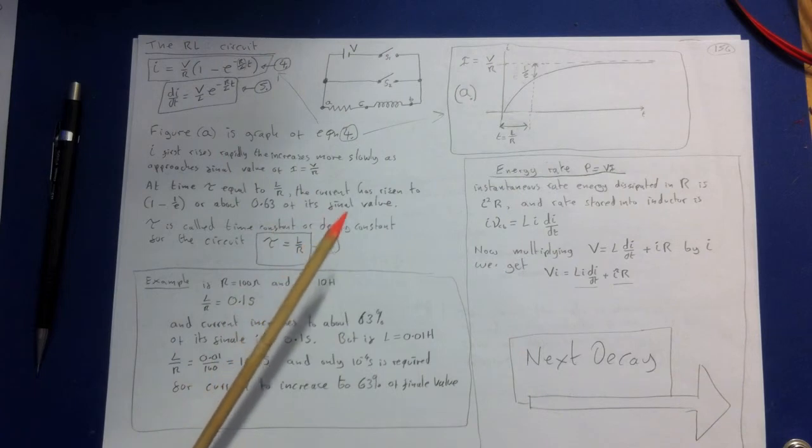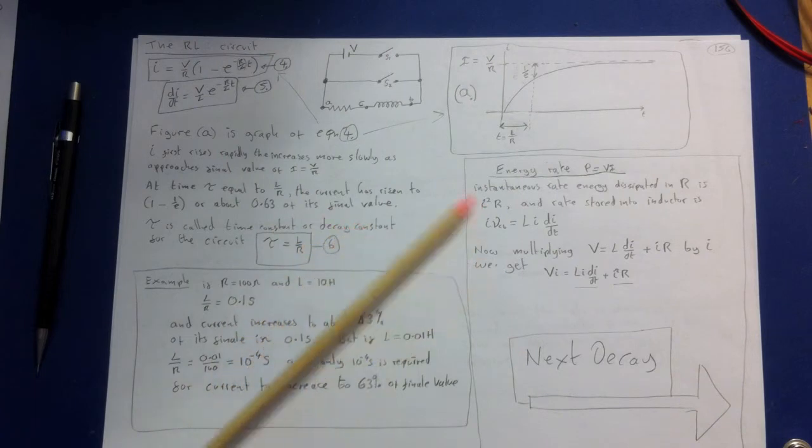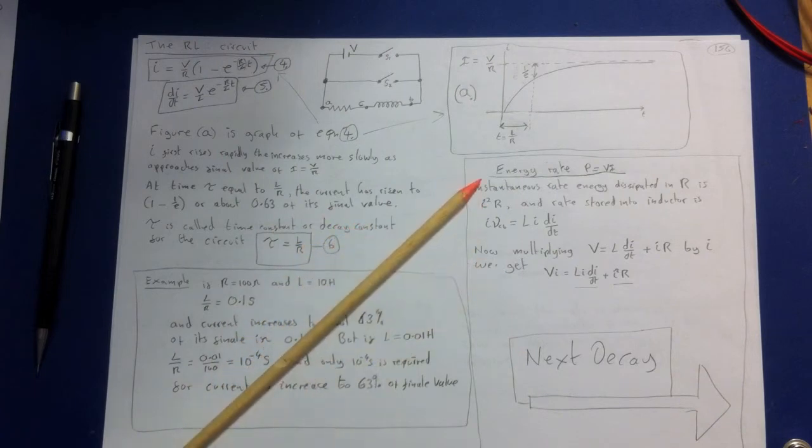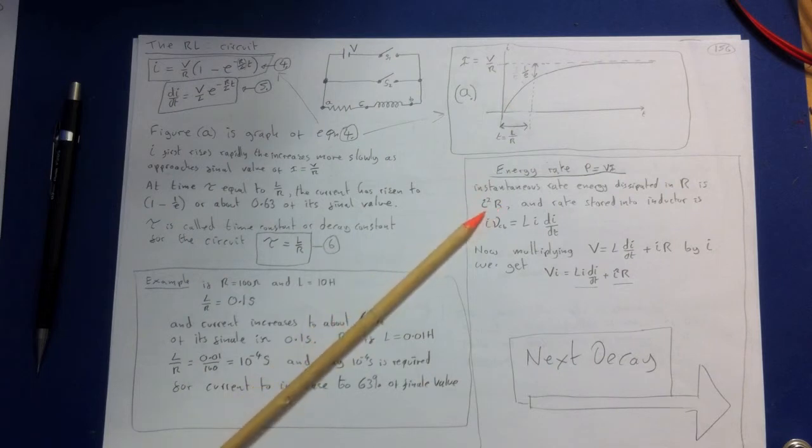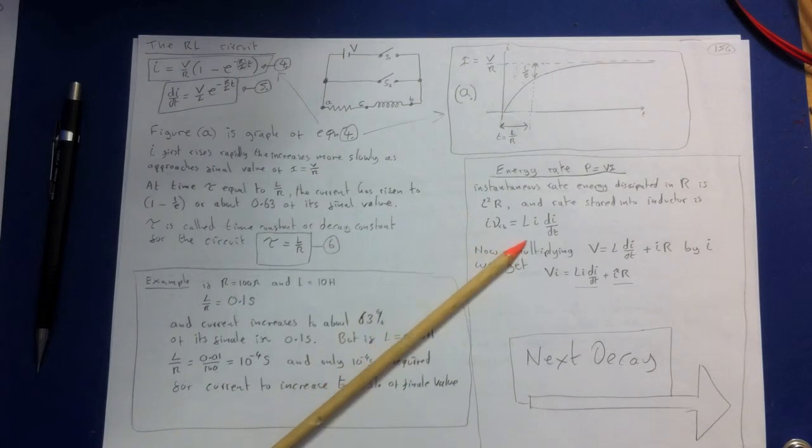Energy considerations offer us additional insight into the behaviour of an RL circuit. The instantaneous rate at which the source delivers energy to the circuit is P equals V times I, joules per second. The instantaneous rate at which energy is dissipated in the resistor is I squared R, and the rate at which energy is stored in the inductor is I V_L, which is L I dI/dt.